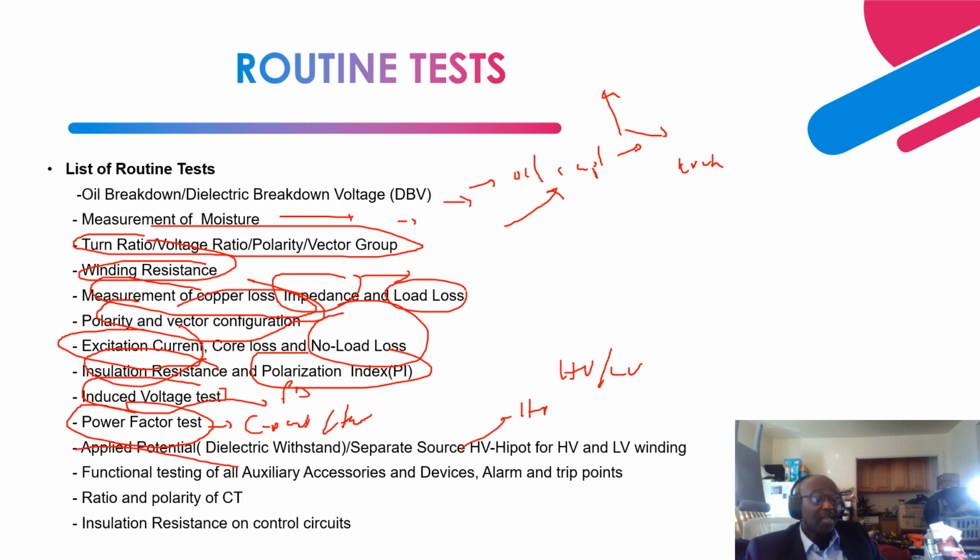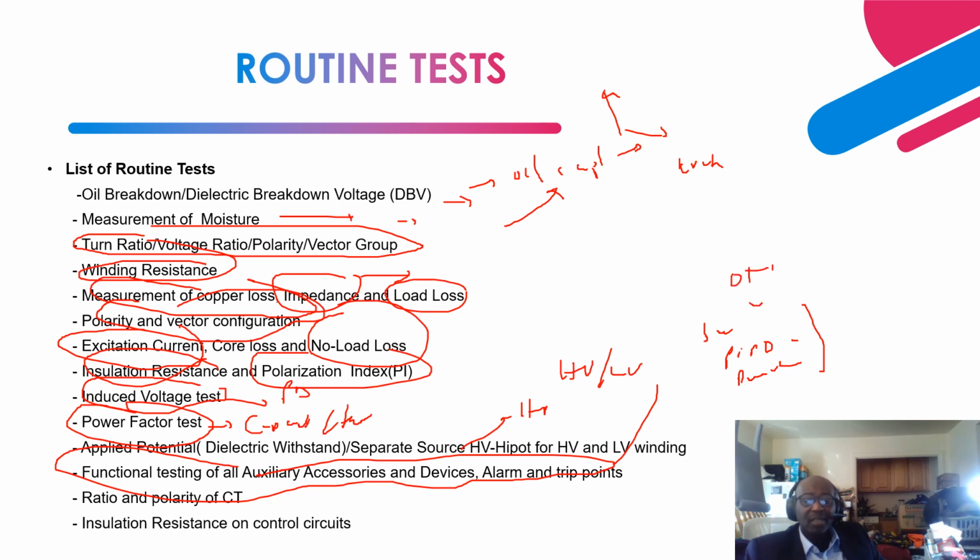Then functional testing of the auxiliary devices that you see, right? These are the sudden pressure device, the pressure relief device, and the Buchholz device, right? These are all the auxiliary functions, and basically your temperature gauges, oil temperature gauges, winding temperature gauges, and the fans, right?